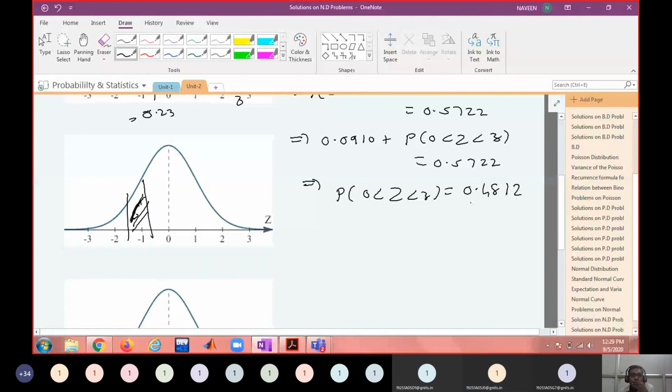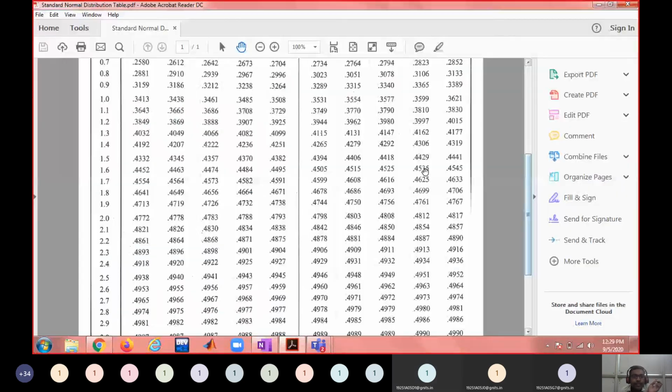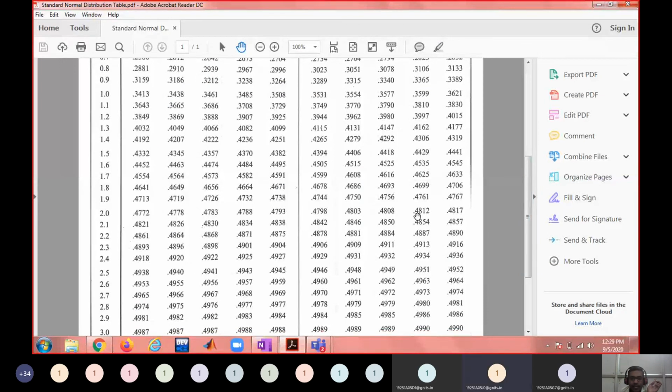Yes, sir, 0.4812. Now you have to look at the normal distribution table for the area 0.4812. Corresponding to that area, you have to find the value of z. If it is exactly matching, fine. If it is not exactly matching, you find the value which is closer to the given probability. So where is 0.4812? Search here. I'm able to find the exact value, 0.4812.